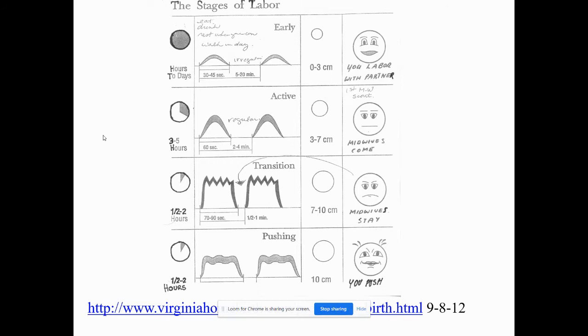Typically, midwives will have something, just FYI, called the 4-1-1 rule. And they like to tell patients, come in for evaluation if the contractions are 4 minutes apart, they last 1 minute, and this happens for at least 1 hour. So 4-1-1.